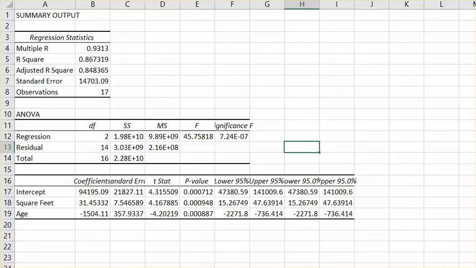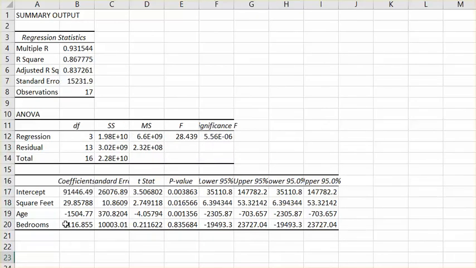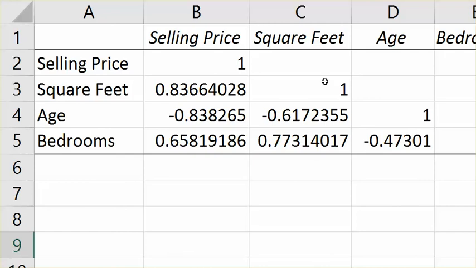Okay, let's go back. I've got one more independent variable, so let's throw it into the mix. When we do that, I can immediately see something here. My adjusted R-square went down. It was 84, and now it went down to 83. Something's wrong. Remember I said when we look at that correlation matrix right off the bat, square footage and bedrooms were over 70%. These two independent variables are not really independent of each other.